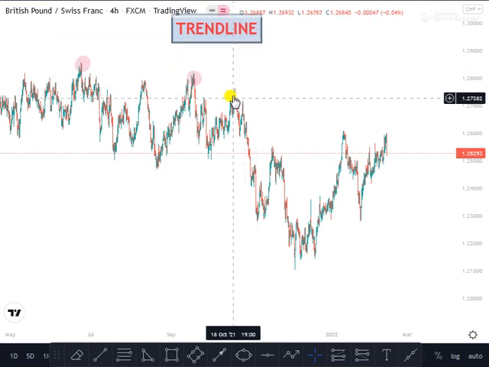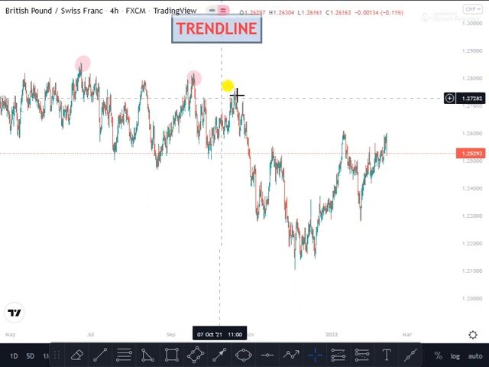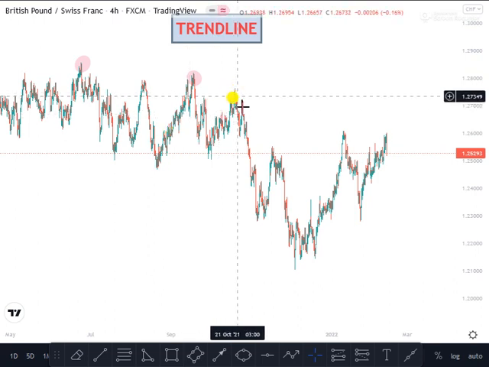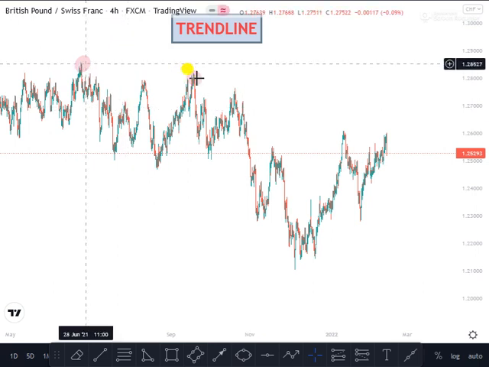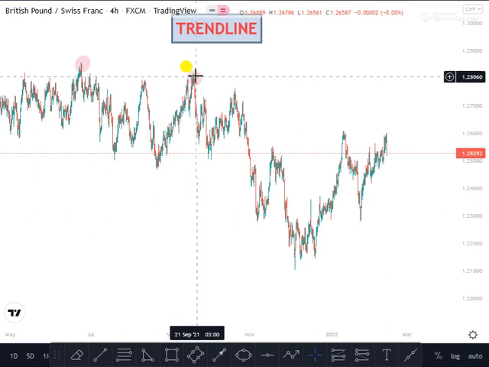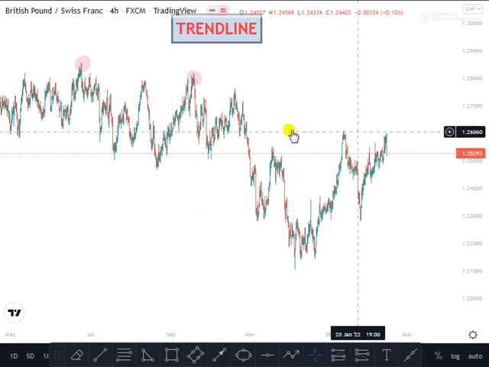Okay, there's another high here. I believe you guys are seeing this one actually. There's another high here. Okay, so let's use this now. You see this high is higher than this high. Okay, and this high is higher than this high. This high is higher than this high, and that is how it's going to continue.